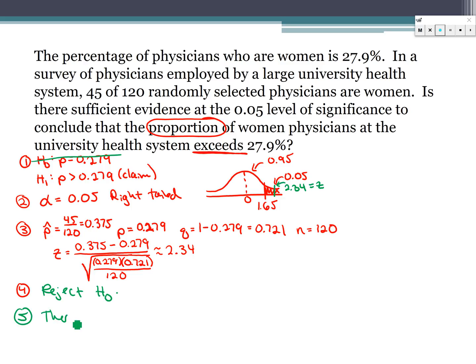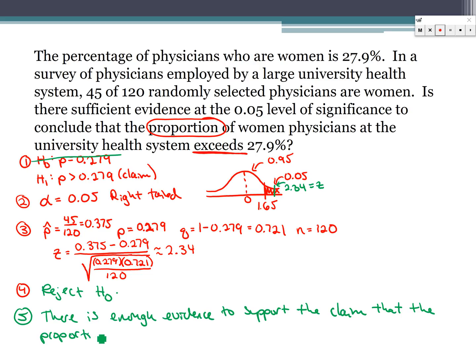So step 5, we get to say there is enough evidence to support the claim that the proportion of women physicians exceeds 27.9%. And yes, that summary statement, that is important.